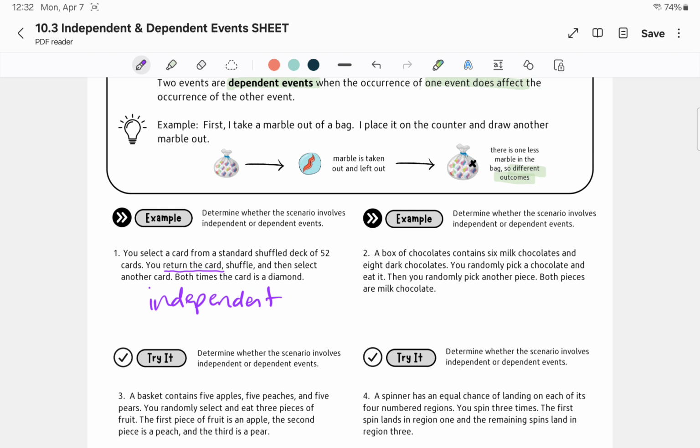Okay, so for number 2, a box of chocolates contains 6 milk chocolates and 8 dark chocolates. You randomly pick a chocolate and eat it. Then you randomly pick another piece. Both pieces are milk chocolate. The key words here are "and eat it." If we pick the chocolate and we eat it, we're not returning it back to the box. It's now in our stomach. So therefore, this is going to be dependent, because the number of chocolates has changed now. If you've eaten one, you have one less now. With that being said, go ahead and pause the video and read 3 and 4 on your own and try 3 and 4.